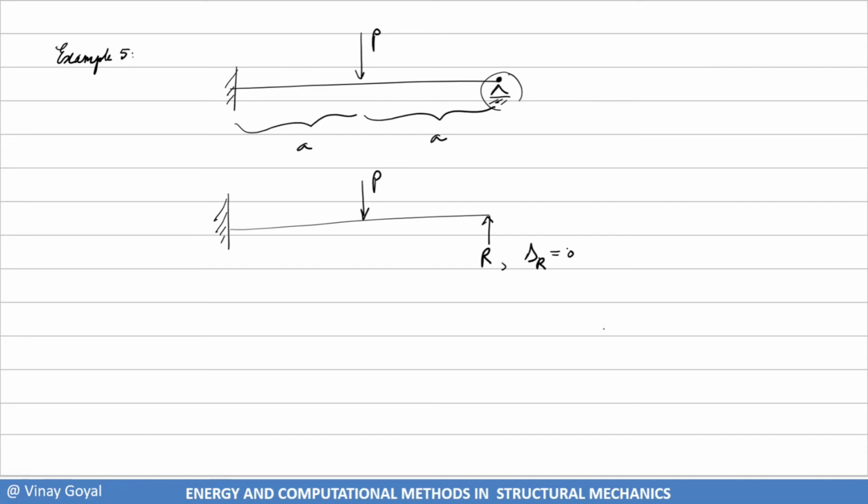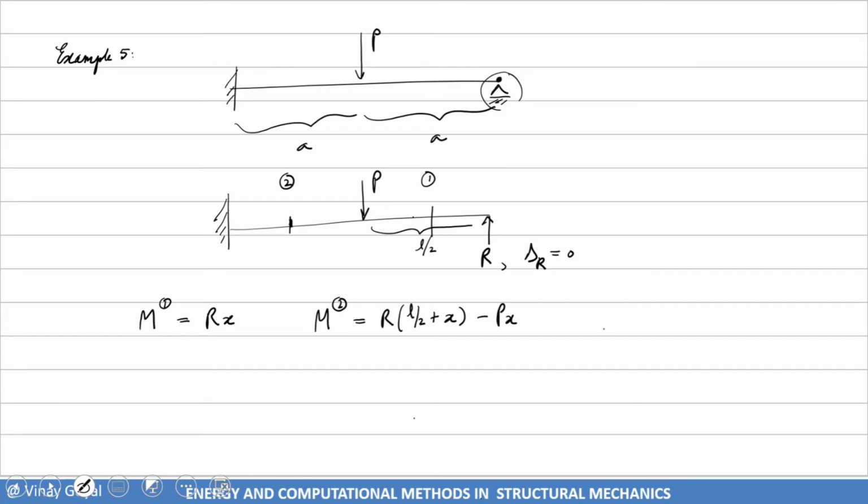And now what you can do is cuts. We can do a cut here and a cut here. In essence it's what I did before, but let's do it. Section 1, section 2, and then the moment in part 1 is just R times X. In part 2, the load is in the middle, so that's L/2, so I have R times (L/2 plus X) minus P times X. And now all you have to do is calculate. So I did a cut there and a cut there.